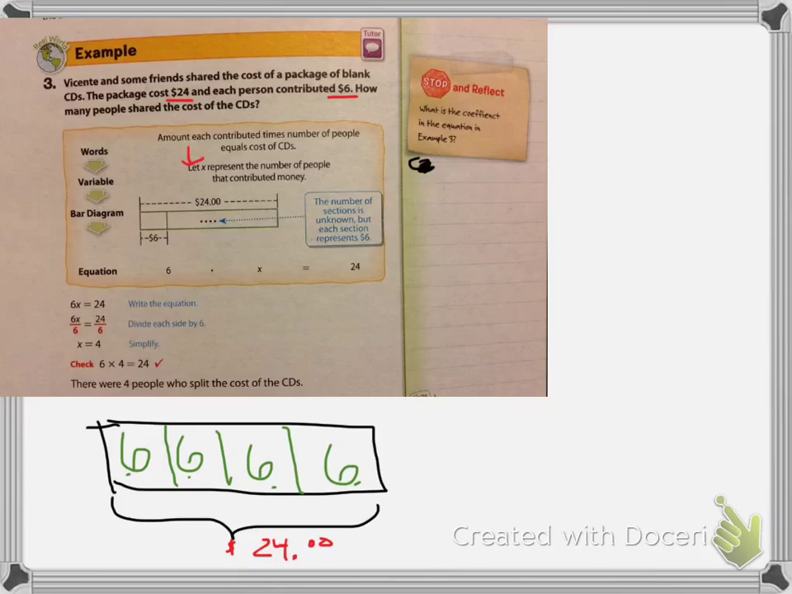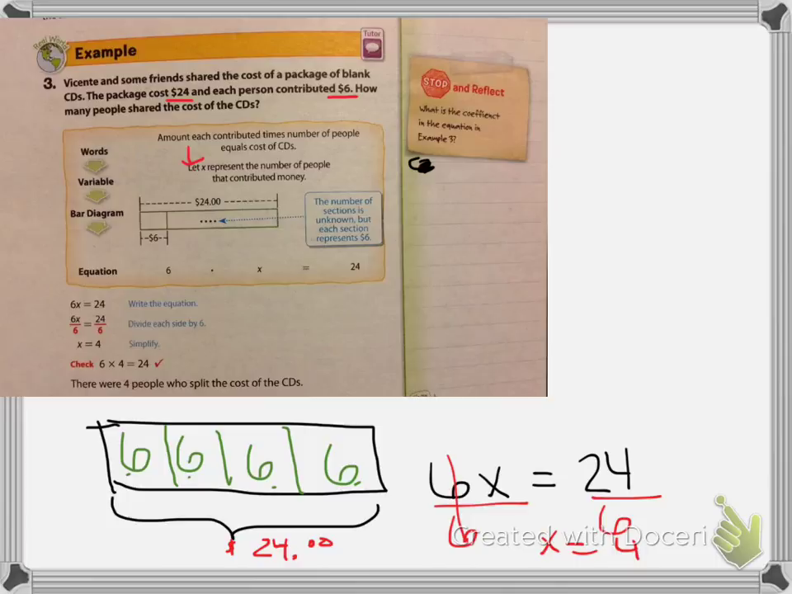And so the equation that they actually came up with from using the bar diagram was 6x equals 24. Then you would divide each side by 6 if you were doing this with the numbers, and you'd be left with x equals 4, as you can see here. So then you can plug it back into the original problem, and the final answer says that there were 4 people who split the cost of the CD.